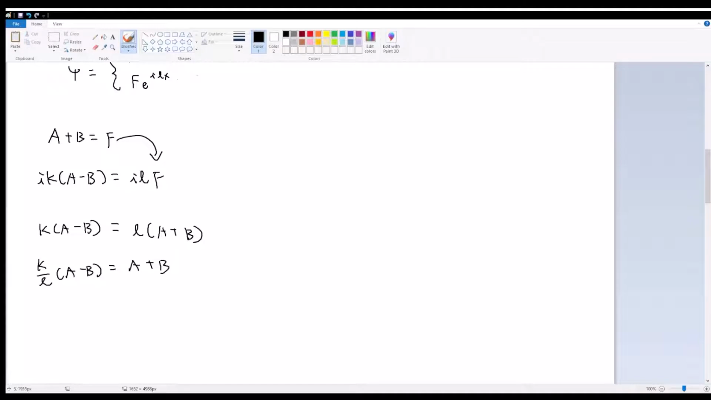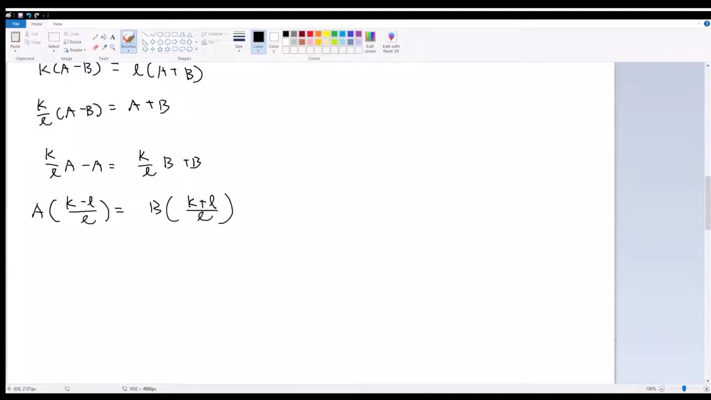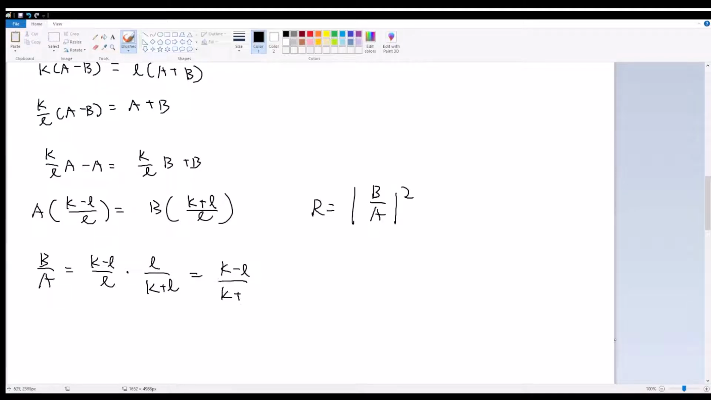So at this point, getting like terms in, we get k over L times A minus A is equal to k over L times B plus B, or A times (k minus L) over L is equal to B times (k plus L) over L. And at this point, realizing that the reflection coefficient is the magnitude squared of B over A, we get that B over A is going to equal (k minus L) over L times L over (k plus L), which is going to equal just (k minus L) over (k plus L).